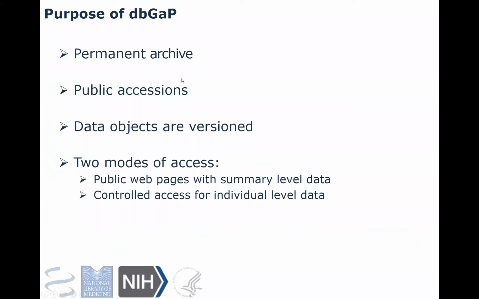Talking specifically about dbGaP, the purpose of dbGaP is it's a permanent archive. We provide public accessions for data that is from any kind of research that involves the collection of phenotypes on humans and molecular data from humans. And the data objects are versioned. There's two modes for dbGaP. There's public pages that have summary and meta-level data, and then there's a controlled access for individual level data.